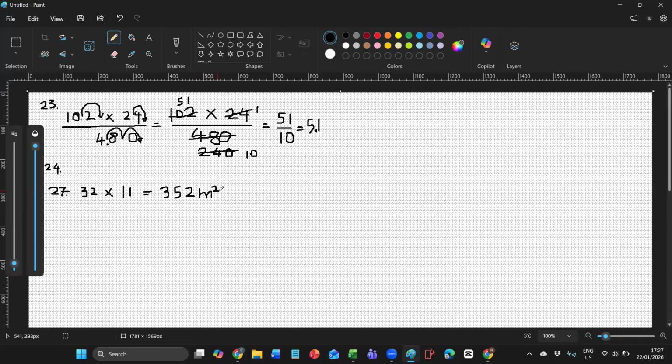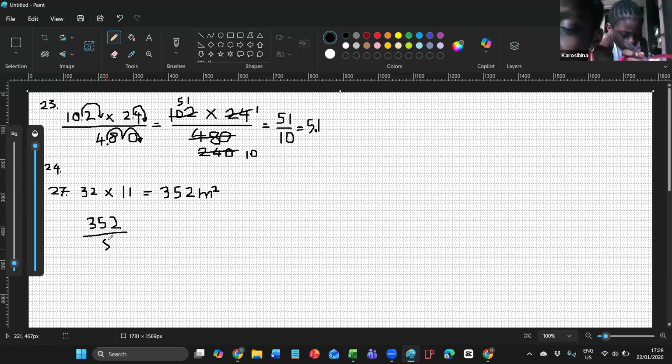Please look at my screen. Can you both see my screen? Yes, sir. 352 meters squared. Now they said each boy needs 8 square meters. So that means, just like Favor said, we'll be dividing 352 by 8. Because we want to know how many 8s are there in 352. If we know that, then we will know how many boys there are, isn't it?